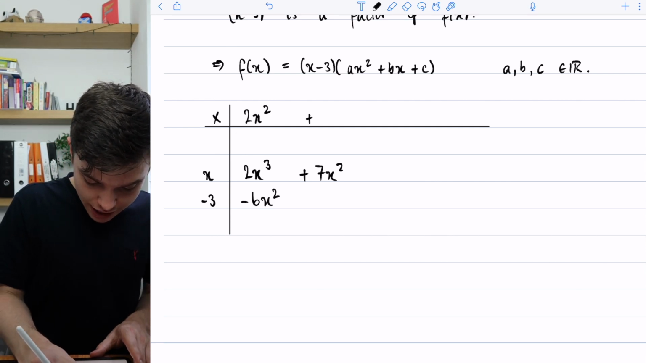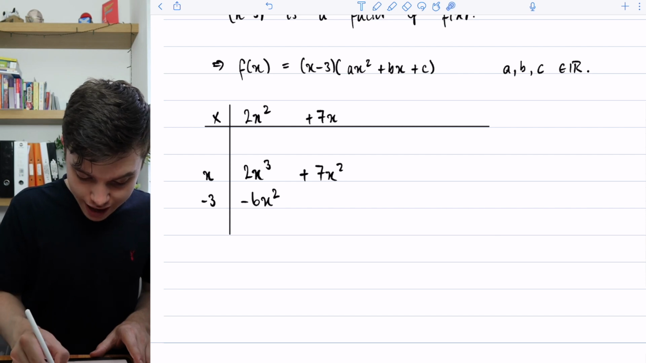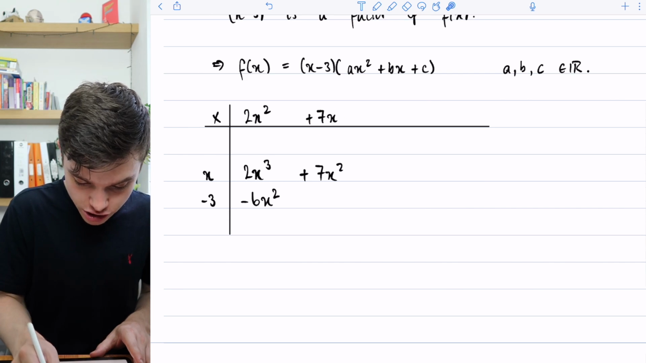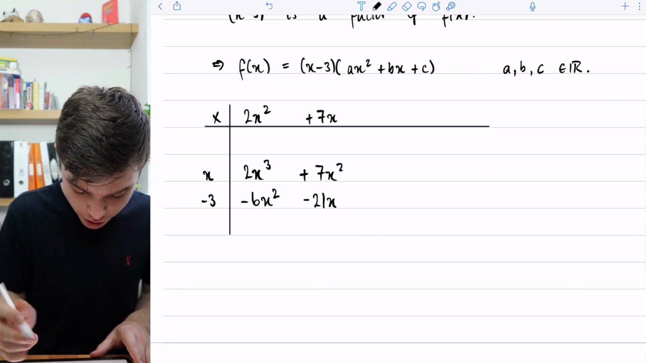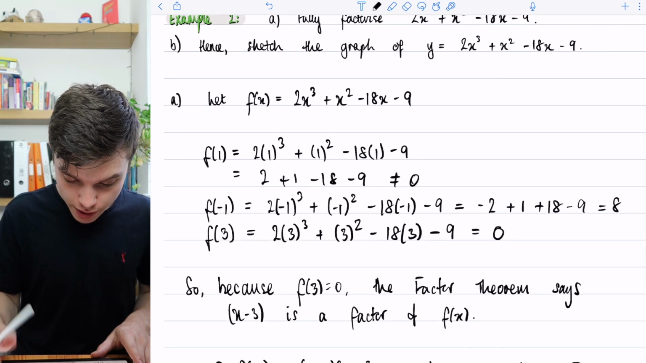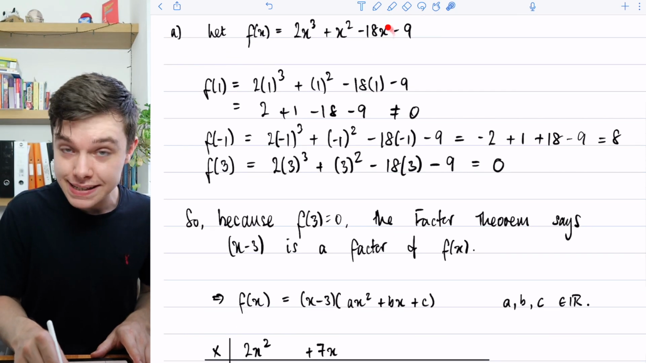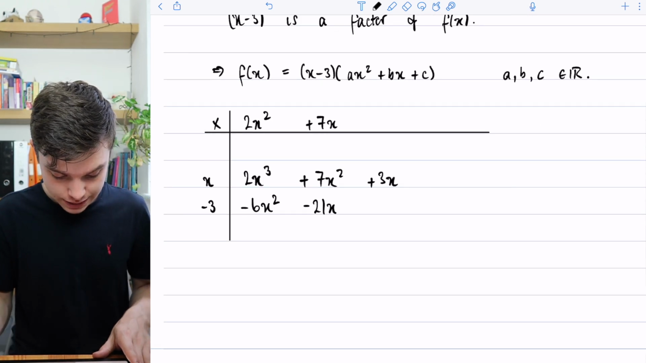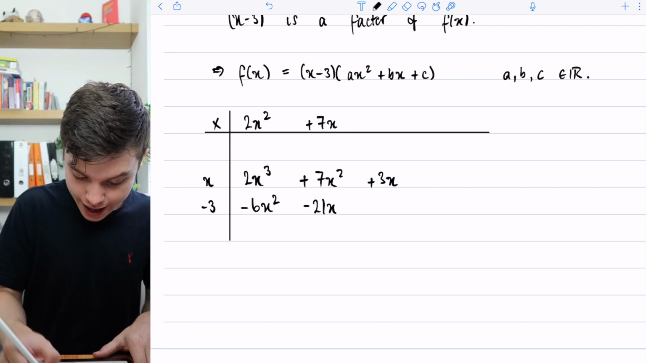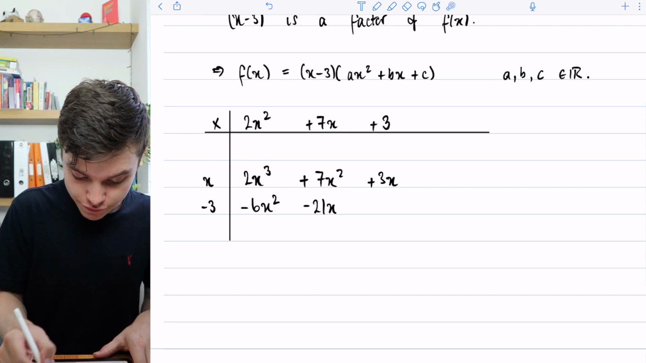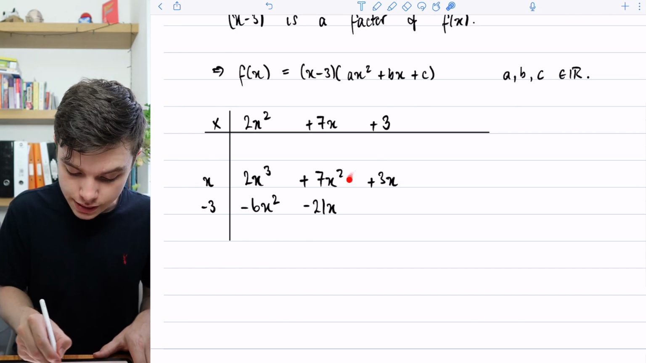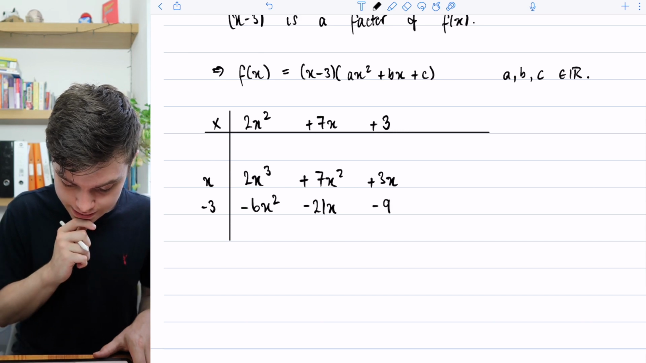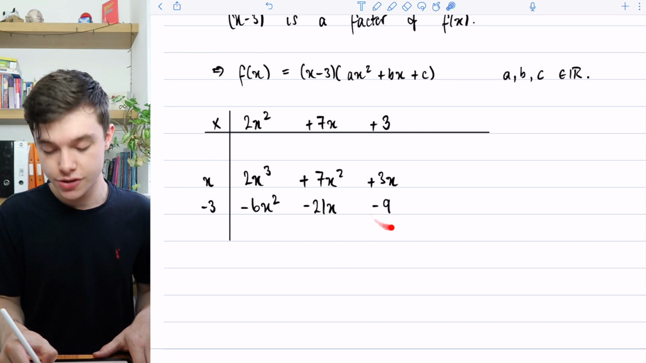So then what do I need to multiply that by? I need to multiply it by 7x, because 7x times x gives me the x squared, and then do the multiplication there. That's going to be minus 21x. I don't have minus 21x, I have minus 18x, so I'm going to need to add 3x to that, okay? And that works nicely there. So I'm going to need to multiply that by a positive 3 here. 3 times x gives me positive 3x. And then 3 times minus 3 is minus 9. I've now got to the constant term here.